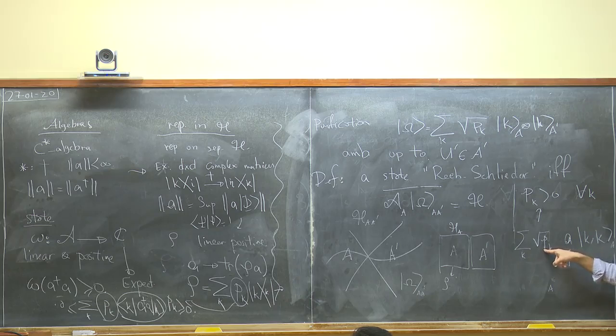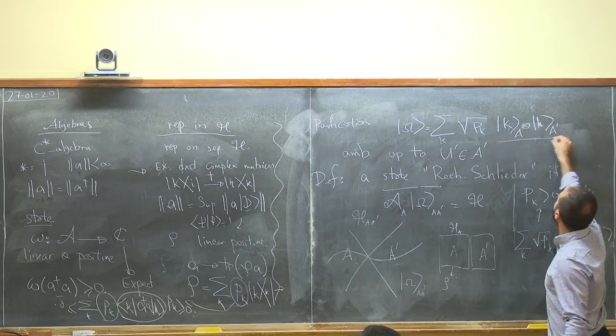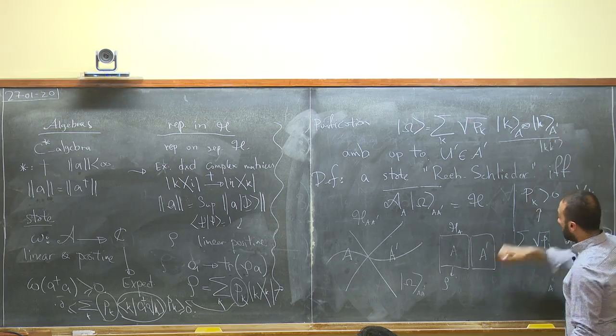if my p_k is non-zero, because of entanglement. Wait, what is the meaning of this kind of notation? K comma K? It's the same thing. But you just said there is no Hilbert space for A. I'm just discussing this case.